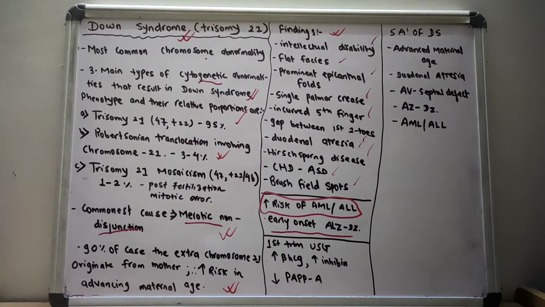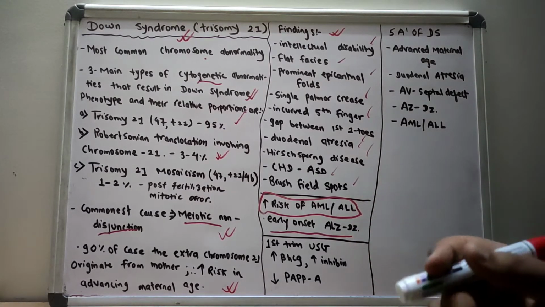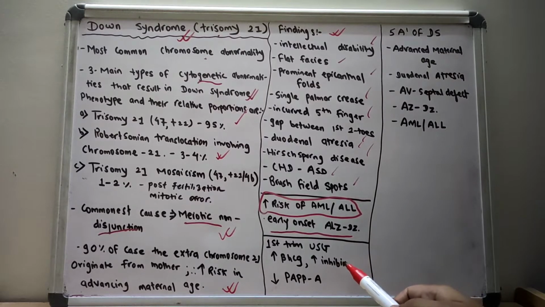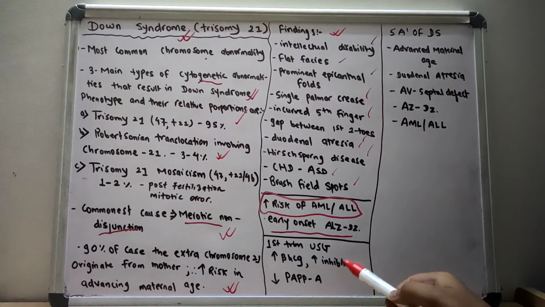And there are various screening tests that can be done to know whether the child has Down syndrome or not. In the first trimester, we can check beta HCG, inhibin, and pregnancy associated plasma protein A. These are the three markers you can see, and we can analyze whether the child has Down syndrome or not.